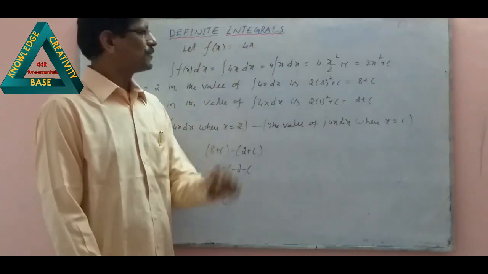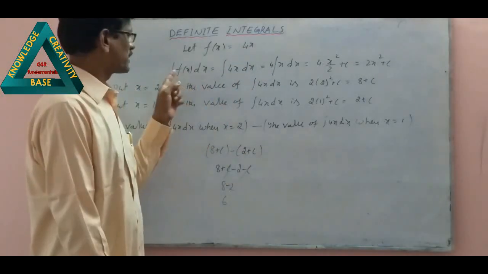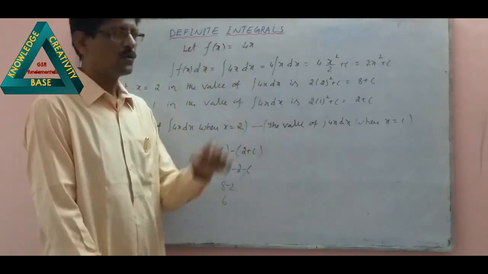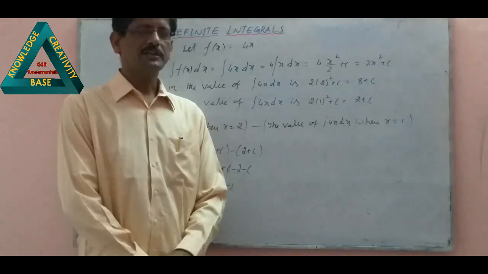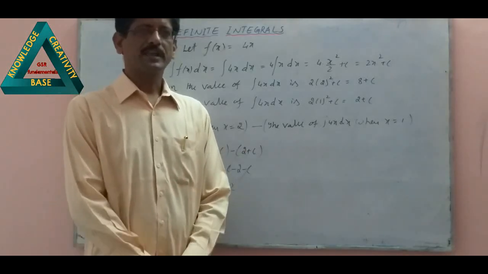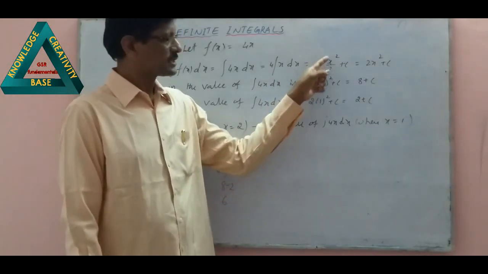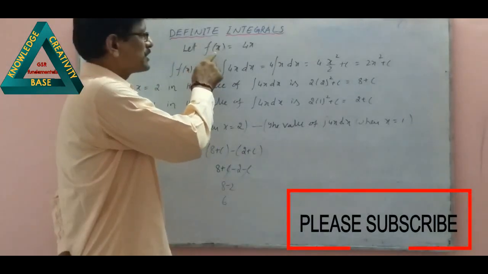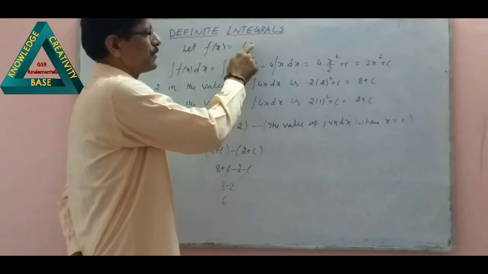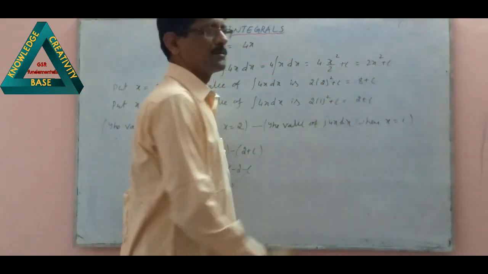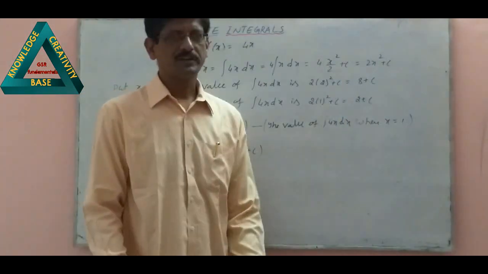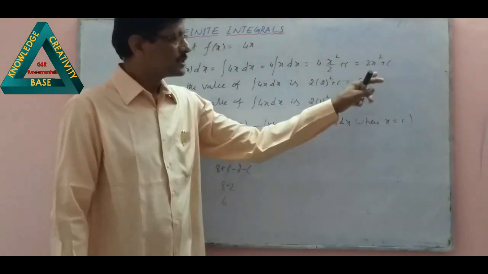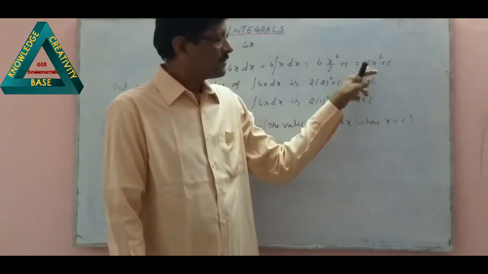f of x is equal to 4x. What is the integration of this function? Integral f of x dx is equal to integral 4x dx, which is 4 into integral x dx. By using the formula integral x power n dx is equal to x power n plus 1 by n plus 1, that equals 4 into x square by 2 plus c, that equals 2x square plus c. So the integration of this function with respect to x is 2x square plus c. Here c is a constant of integration. So this is called indefinite integral because there is no certain value of this function.